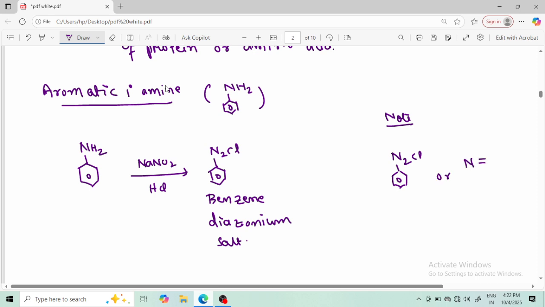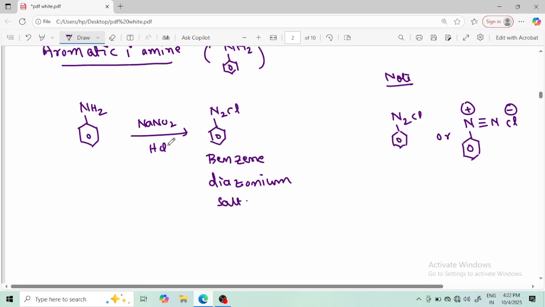This is one note point: the same structure, N2Cl and benzene ring, can be written in this form also, N triple bond N Cl minus plus. Both are the same. So when it's 1 degree aromatic amine, it gives you benzene diazonium salt, and this compound is stable to some extent. It is not highly stable, but for some time it is stable. So from 1 degree aliphatic amine we are getting alcohol, and from 1 degree aromatic amine we are getting benzene diazonium salt.